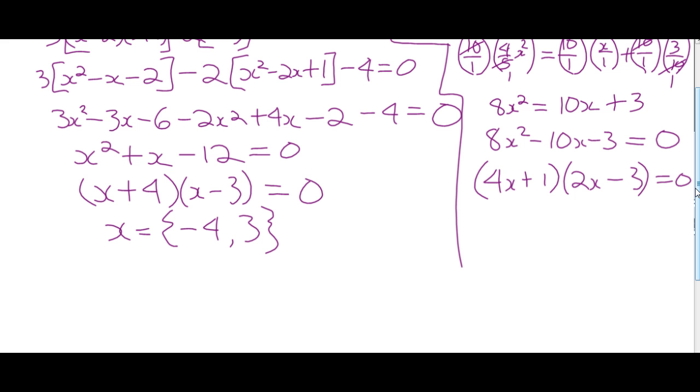And now you write down the solution. Change the sign on the 1 so it becomes negative 1 over 4. Change the sign on the 3 so it becomes positive 3 over 2. That's your answer. Those are your answers.